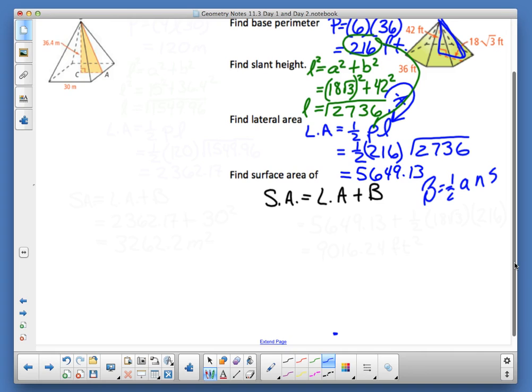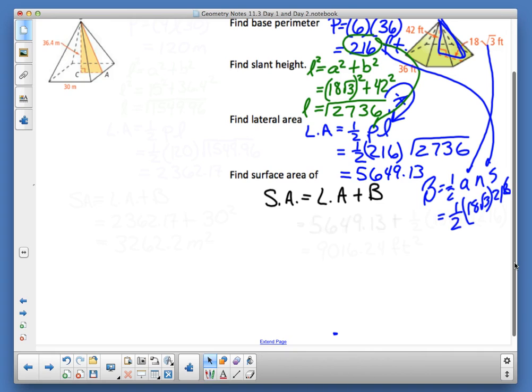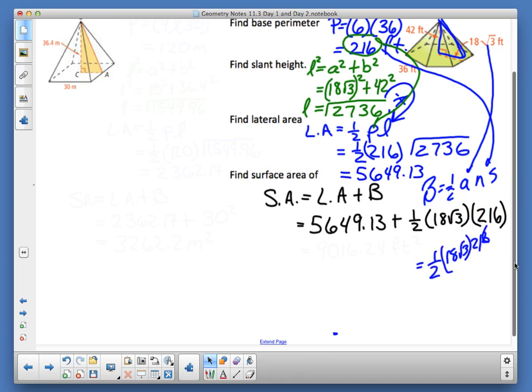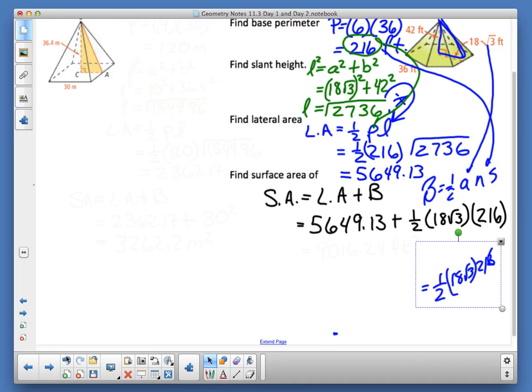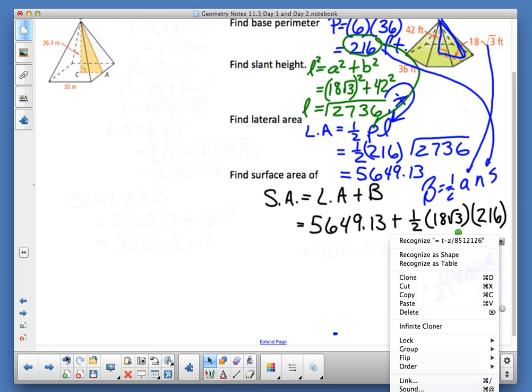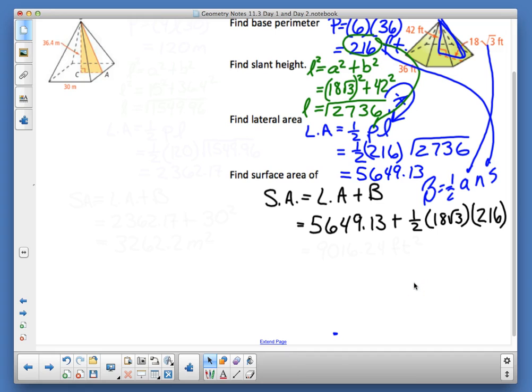So you have A, and then N and S is perimeter. N times S is 216. So I'm plugging in 1/2, 18 square root of 3, times 216. Okay, so when I do this, LA came from above, but then that stuff is right there. Check it out, weird, right? Let's try to redo that so you guys can see. It's the same deal, 1/2, 18 squared, 216. That's crazy.